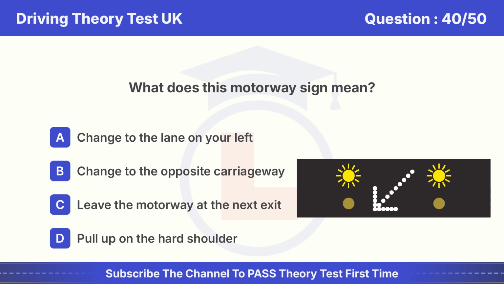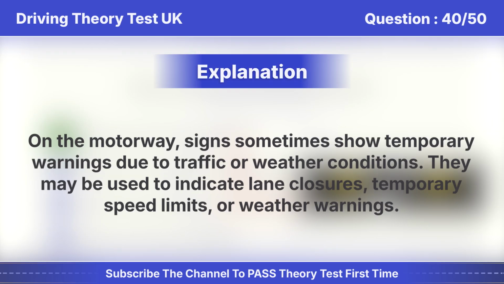Question 40. What does this motorway sign mean? Answer is A. Change to the lane on your left. On the motorway, signs sometimes show temporary warnings due to traffic or weather conditions. They may be used to indicate lane closures, temporary speed limits, or weather warnings.